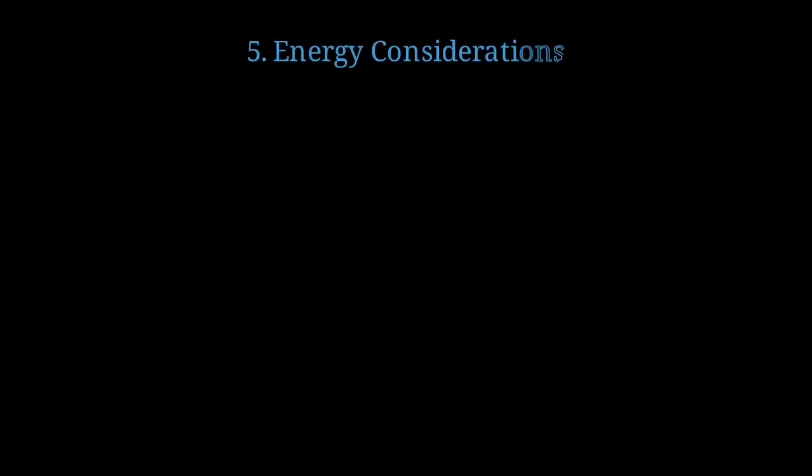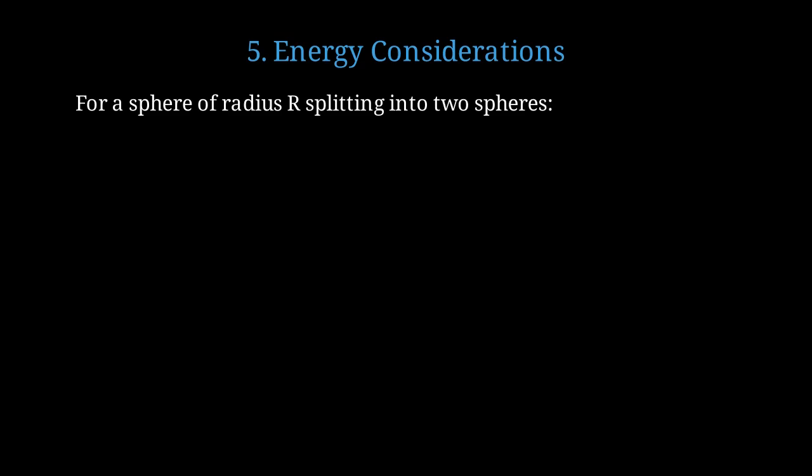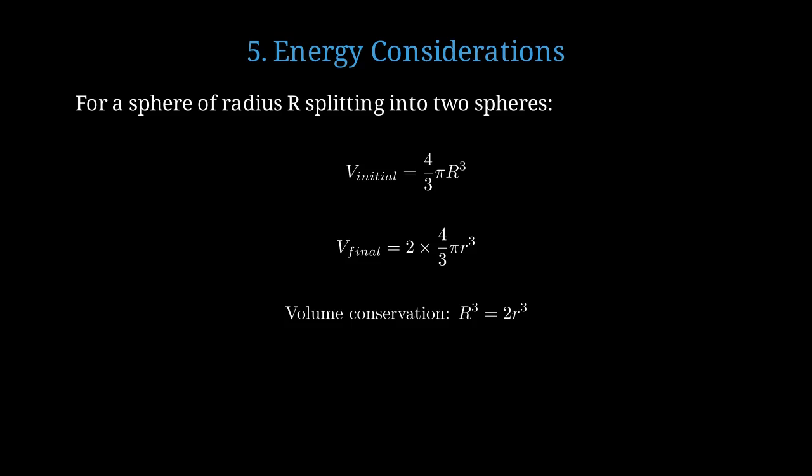Let's examine the energetics of droplet division more carefully. Consider a sphere of radius r that splits into two equal spheres. What's the energy change? The initial volume is 4/3 pi r cubed. The final volume is 2 times 4/3 pi r' cubed, where r' is the radius of each daughter droplet. By volume conservation, r cubed equals 2r' cubed. Therefore, r' equals r times 2 to the negative 1/3, which is approximately 0.794 times r.